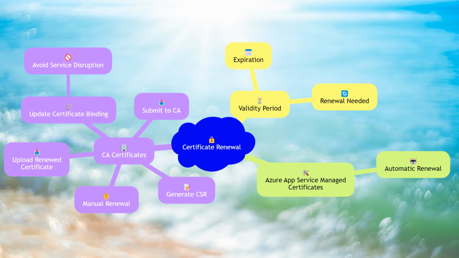Certificates have a validity period and need to be renewed before they expire to maintain a secure connection. Azure App Service Managed Certificates are automatically renewed, but if you are using a certificate from a CA, you need to manually renew it. Generate a new CSR, submit it to the CA, and upload the renewed certificate to your app service. Ensure that you update the certificate binding to avoid any disruption in service.